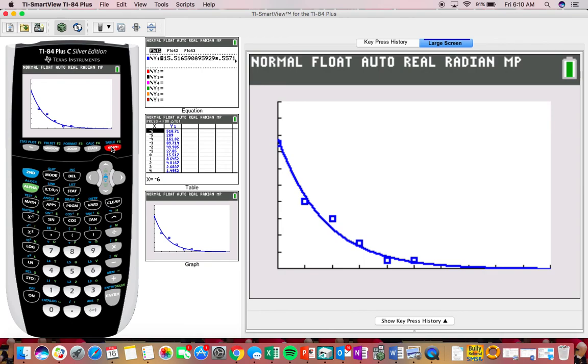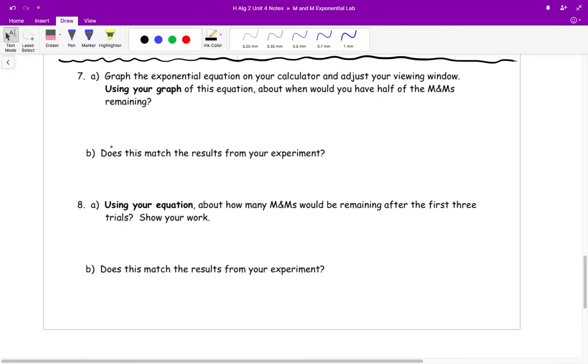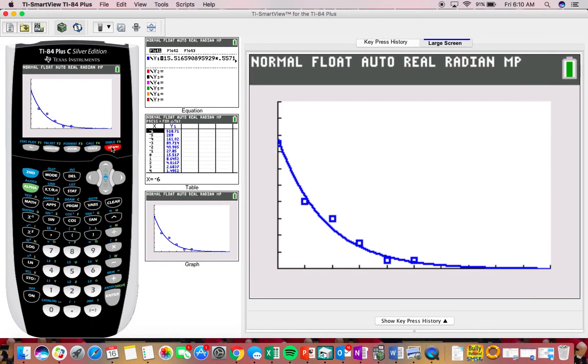Alright, so the question that we were looking at says, using your graph of this equation, about when did you have half the M&Ms remaining? Well, we started with 15, so half of that would be about 7.5. Now, your calculator will let you trace to a specific x value, but for y values, it's hard to get it to where it's exactly 7.5. So here would be my suggestion.